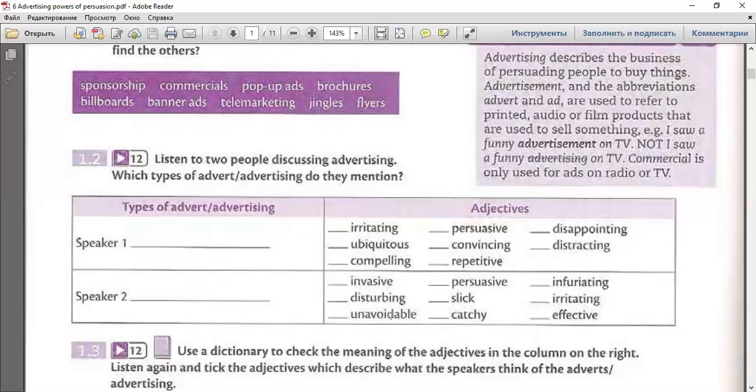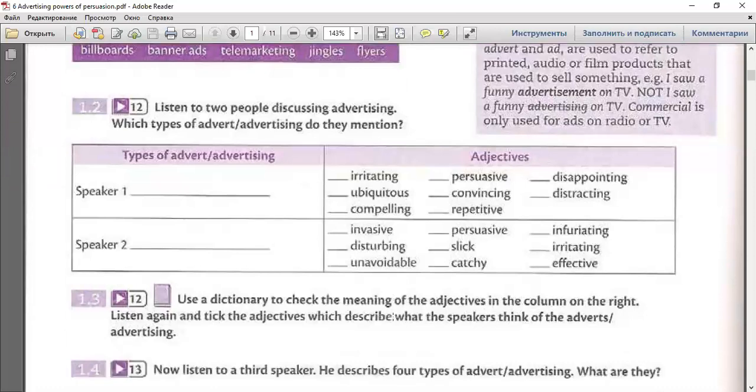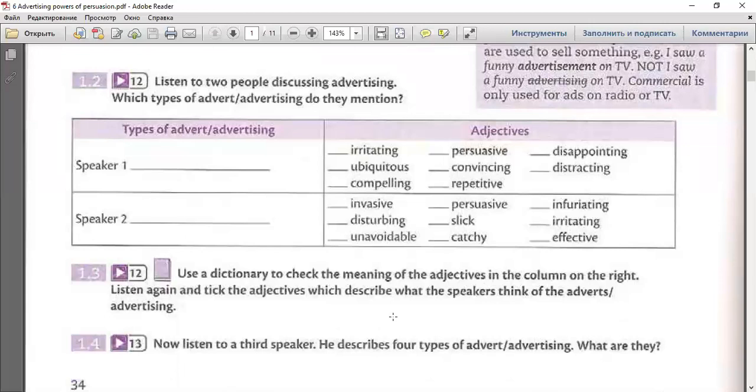Okay. So what are these 4 types of advertising that the speaker has mentioned? All right, flyers, that's correct. Okay, billboards, right? Jingles, commercials, and sponsorships. Okay, jingles and sponsorship. Okay, that's right.